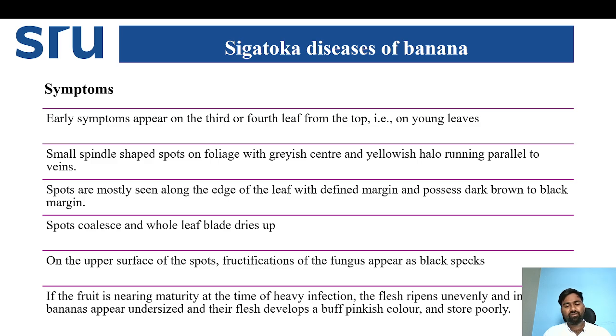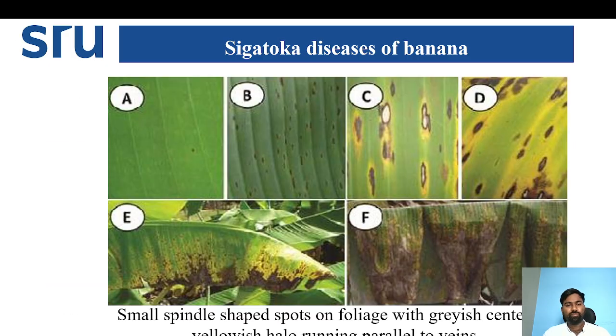If the fruit is near maturity, then it is infected. In case of severe infection, the flesh ripens unevenly, that is, uneven ripening of the banana fruit. Individual bananas appear undersized and their flesh develops a buff pinkish color, and storage quality is very poor.